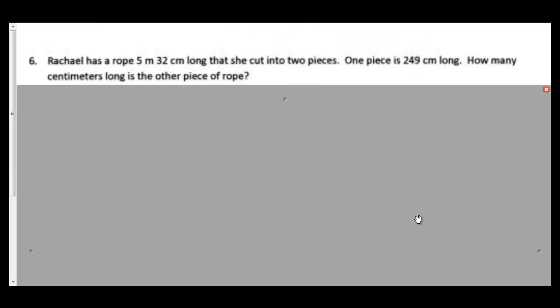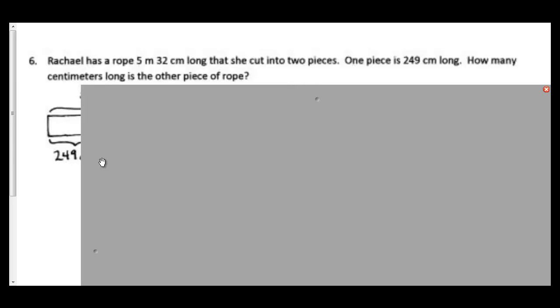All right, so Rachel has a rope 5 meters, 32 centimeters long that she cut into 2 pieces. One piece is 249 centimeters long. How many centimeters long is the other piece of rope? So I want you to stop and think to yourself, what can I draw? And then when you think you have an idea of your tape diagram, and if you feel pretty confident in it, go ahead and solve, and then you're ready to check. If you're completely and totally lost, you can stay with me, and I'll help you get started, and then maybe you do the rest by yourself.